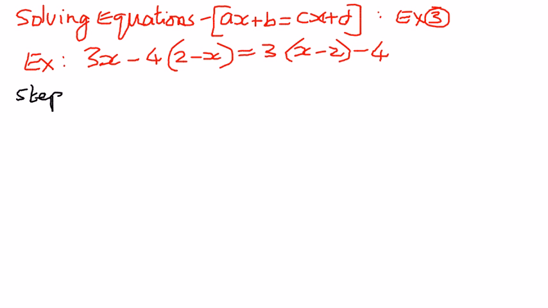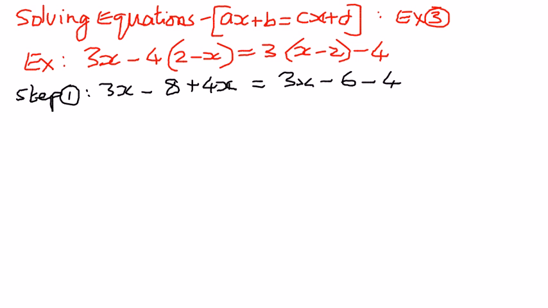Step number 1. We will simplify the left hand side and the right hand side using the distribution property. So 3x minus negative 4 times 2 is negative 8. Negative 4 times negative x is positive 4x. That is on the left hand side. And on the right hand side, we're going to distribute the 3 to every one of the terms. 3 times x is 3x, and then 3 times negative 2 is negative 6. And we have the negative 4 there.